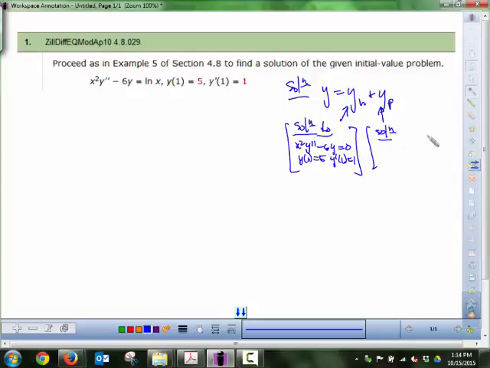So the y sub p is a solution to the differential equation x squared y double prime minus 6y is equal to ln x, the actual non-homogeneous equation. But then the initial conditions change slightly: y of 1 is equal to 0 and y prime of 1 is equal to 0. So the fact that it's a solution to this shouldn't matter to us. The superposition principle tells us that if we add these two together, we get the exact solution for the IVP.